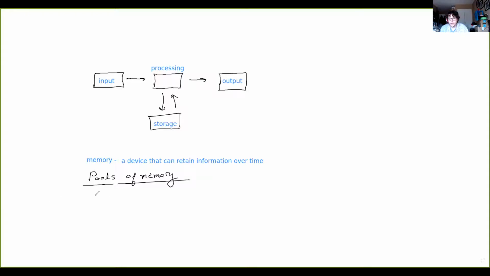RAM and ROM. Okay, yeah. So, RAM, one is for storing variables. That would be RAM. Storing variables.